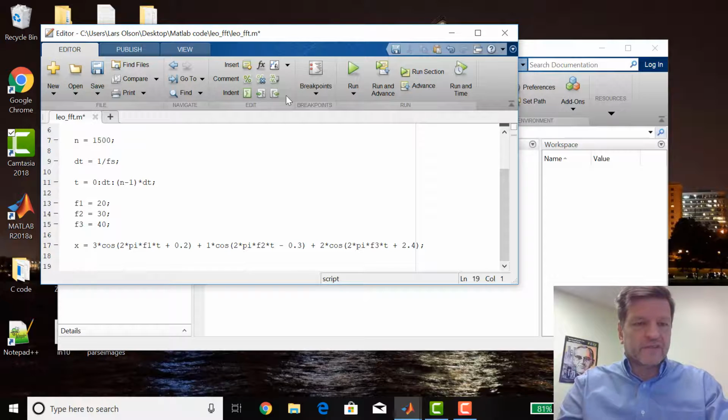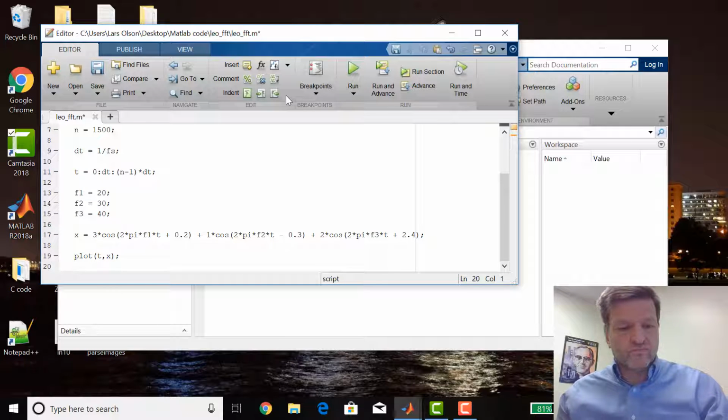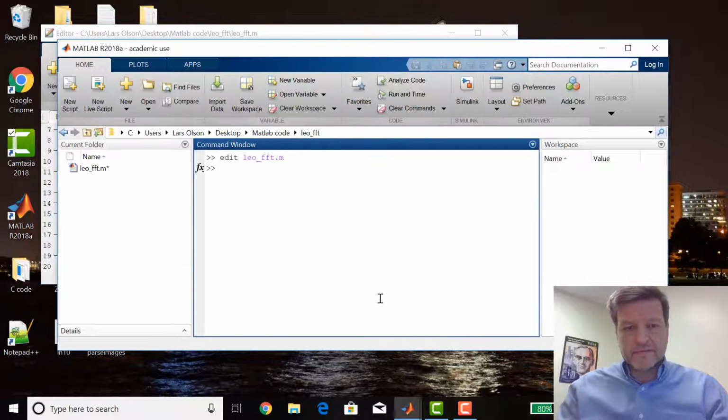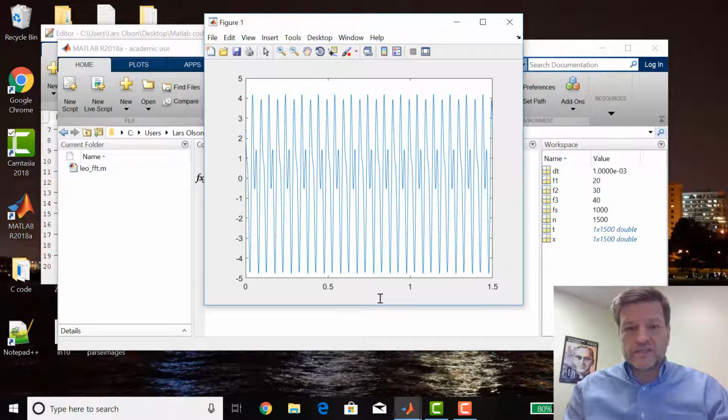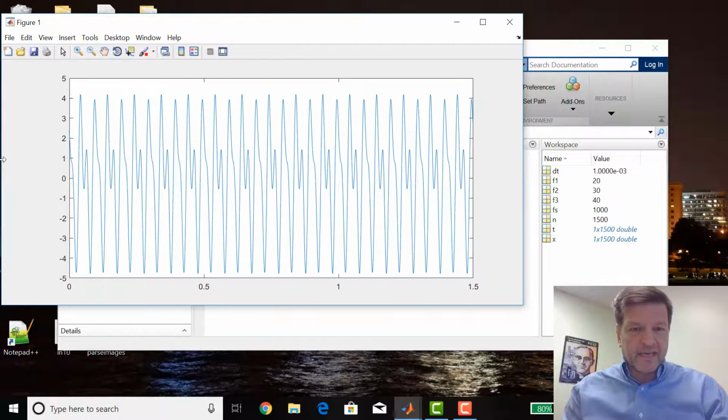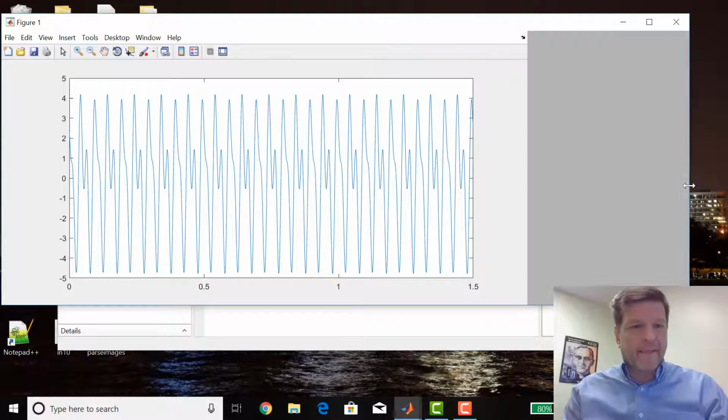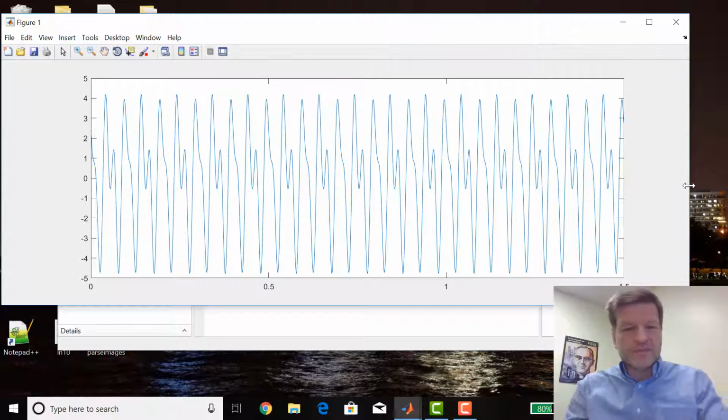So let's look at that first. Let's say plot x. I'm going to run it. It's just a series of added up, it's a weird signal. I mean, it doesn't mean anything, but there it is. If you add up these three sine waves with these phase angles and everything, this is what it looks like.